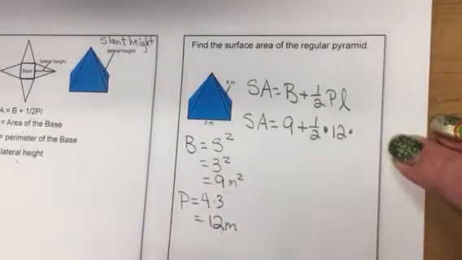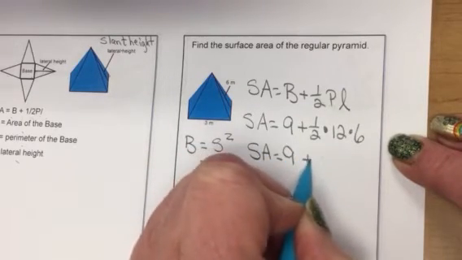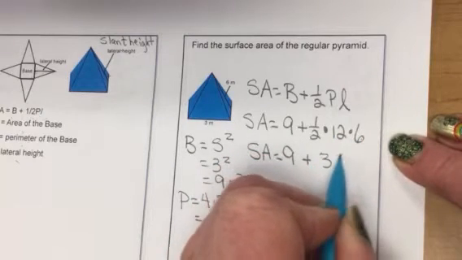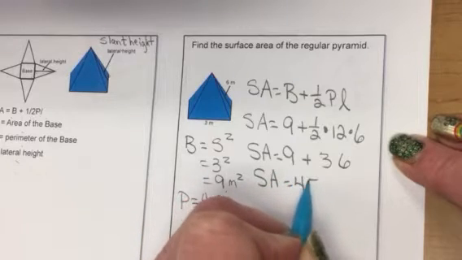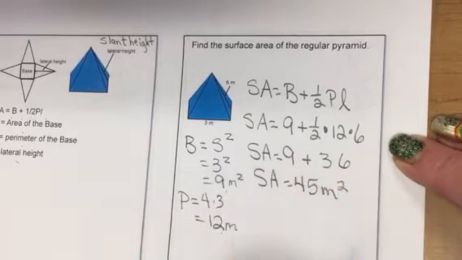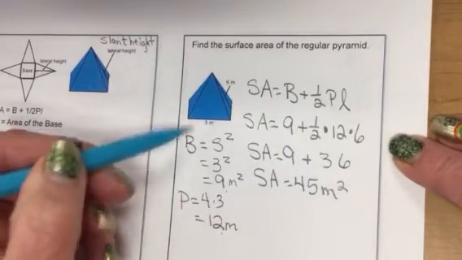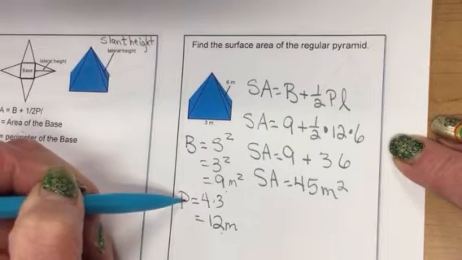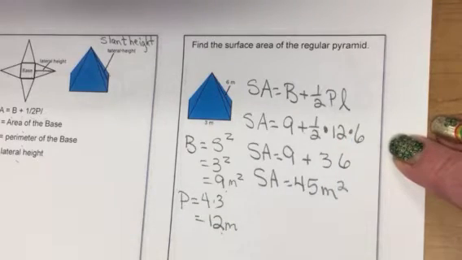of 6. So surface area is 9 plus half of 12 is 6. 6 times 6, 36. Surface area is 45 meters squared. It looks really scary, but if you take it piece by piece, find capital B, find the perimeter of the base, substitute it in, do the arithmetic.